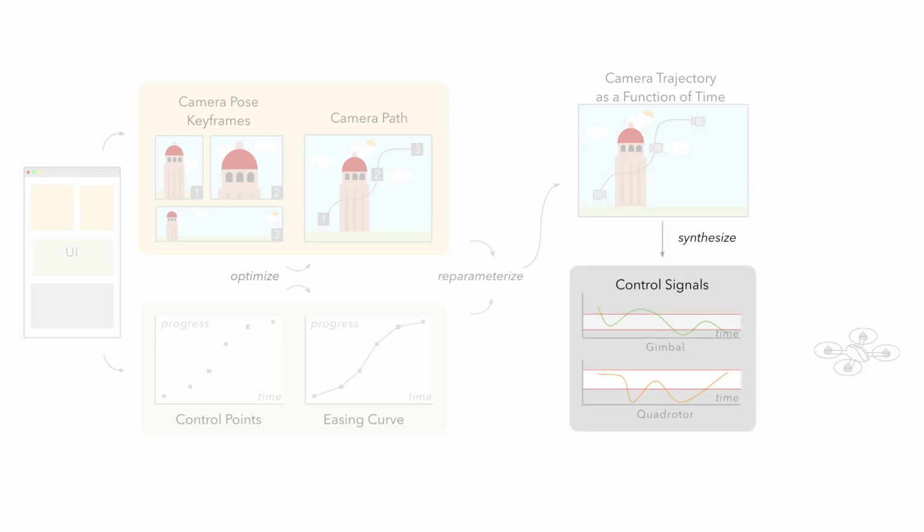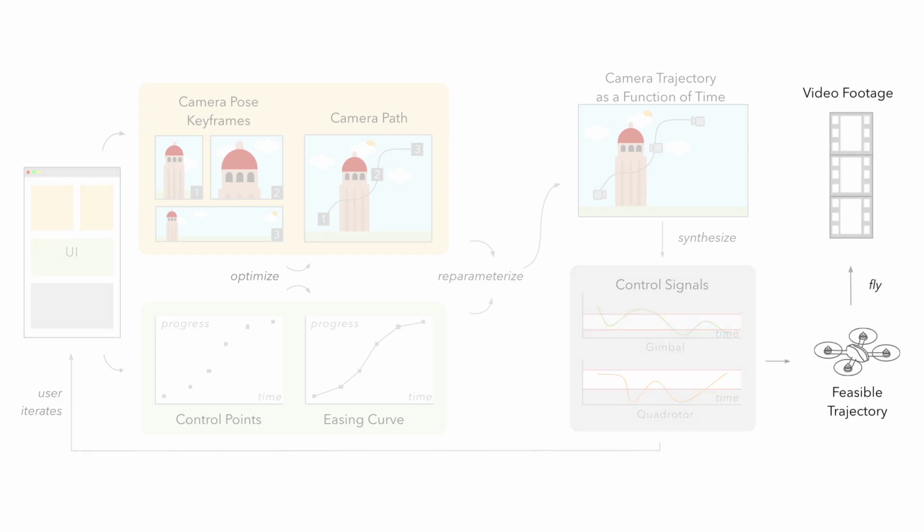To address this issue, we compute the control signals required for the Quadrotor to follow this trajectory. This is displayed to the user in real time on a set of feasibility plots. She can iterate on her shot until she satisfies both her artistic intent and the abilities of her hardware. Once the user is pleased with the result, we fly the trajectory autonomously, pointing the camera and capturing video.